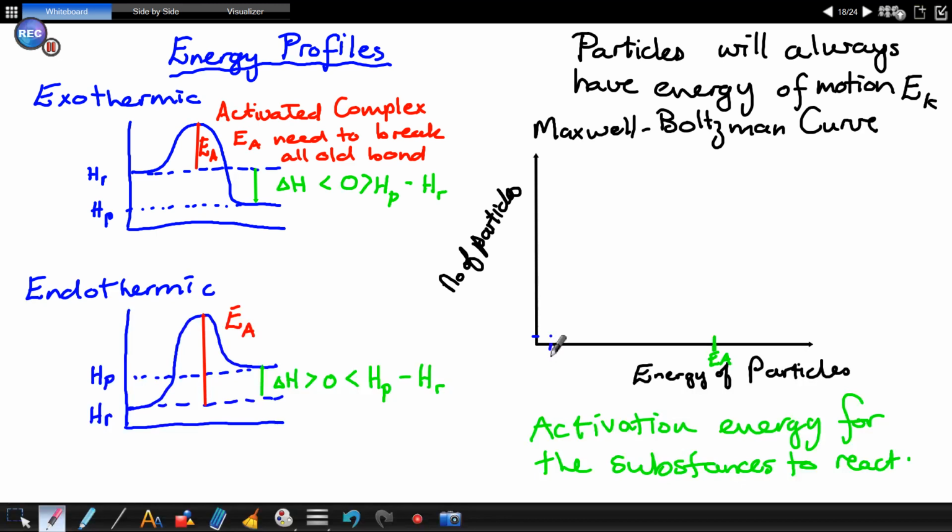You don't have to copy this. I just want you to follow it so that you will understand the curve. Then, some particles will have higher energy. So, they will plot a point there. Now, you can see the number of particles. There are more particles with that amount of energy. Okay? But it's still less than the activation energy.